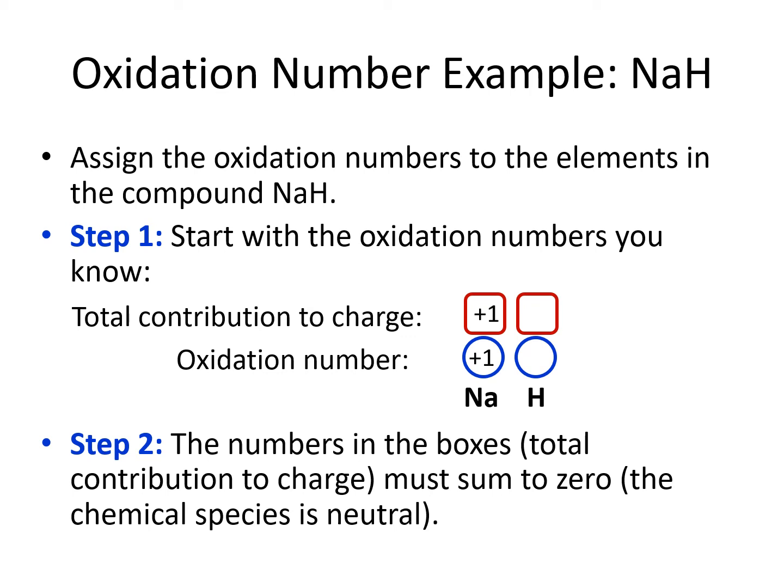We're trying to add up to 0. This is a neutral compound, so the other side must have a total contribution to charge of -1. Therefore, hydrogen ends up with a -1 for its oxidation number. That's not the typical oxidation number for hydrogen. Typically, hydrogen would be a +1, but because it's bonding with something higher in the list, it ended up being a -1 in this compound.